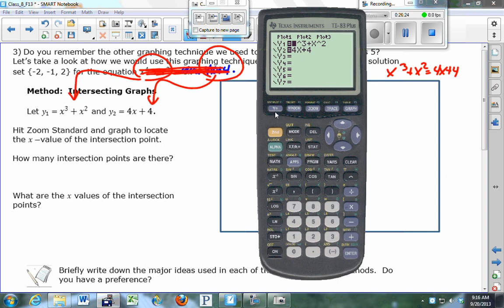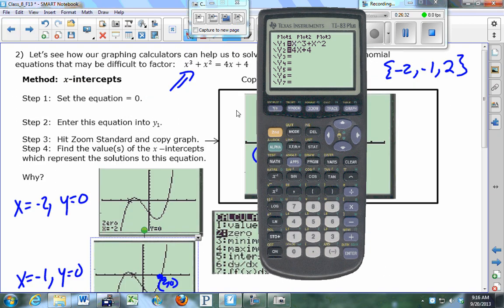Okay, so let's go back. Let's go back. You have it correct. That is correct. So, of the previous one? Yeah. Oh, okay. Here it is: x cubed plus x squared equals 4x plus 4. That's what it should look like. You just have to go further up the screen.